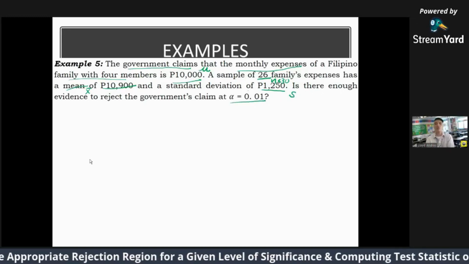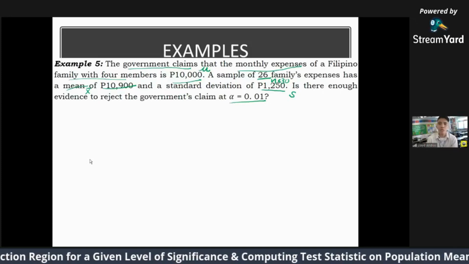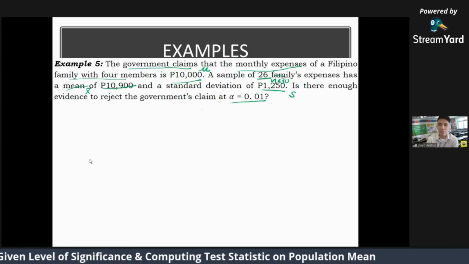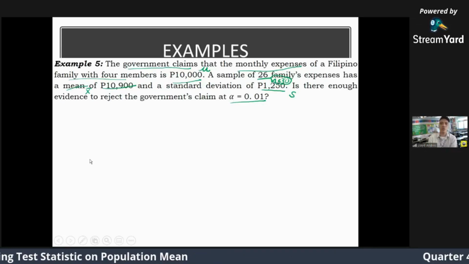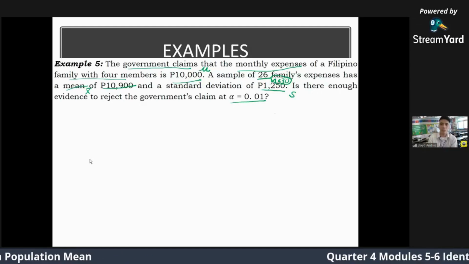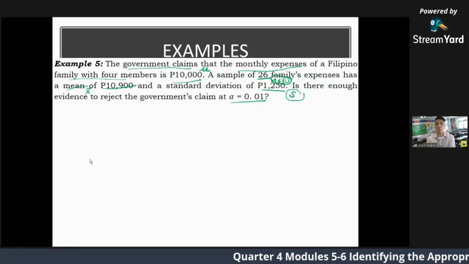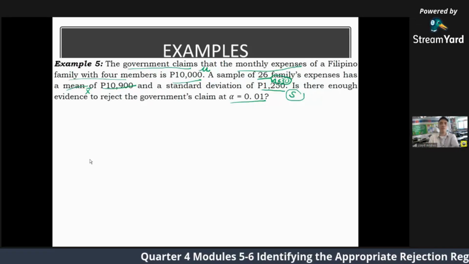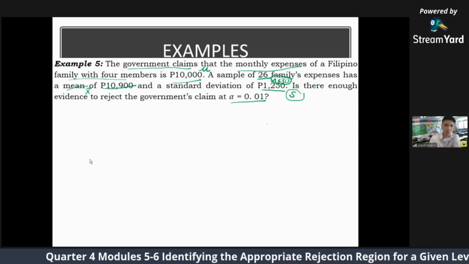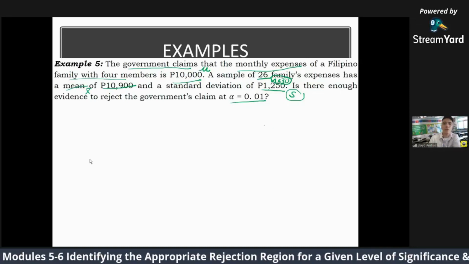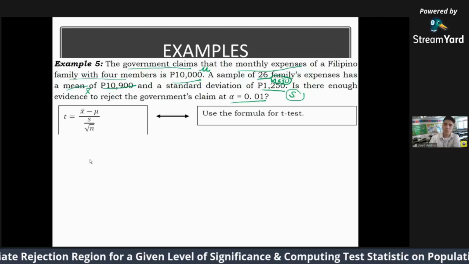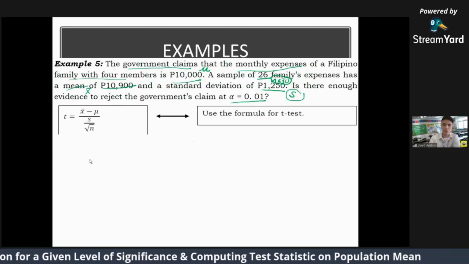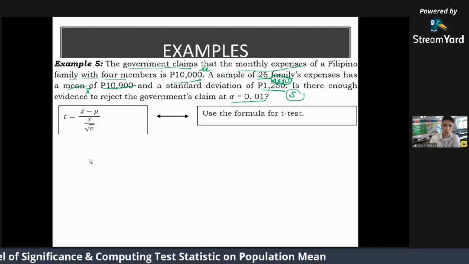So, let's determine which test. Based on the given, the sample size is less than 30 and we don't have sigma, the population standard deviation. What we have is the sample standard deviation. Since it is less than 30 and we have no population standard deviation, we need the t-test. So we solve for the t statistic, with a similar formula, but this time we use S.